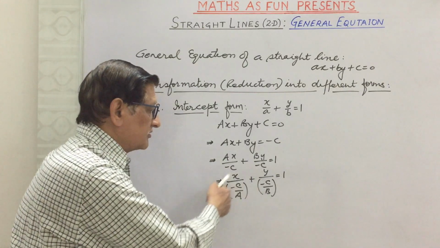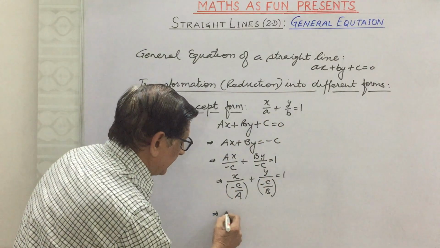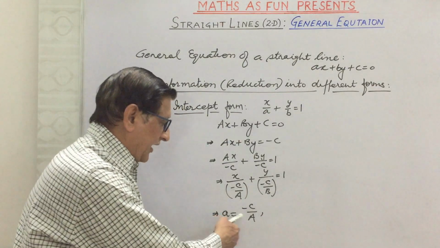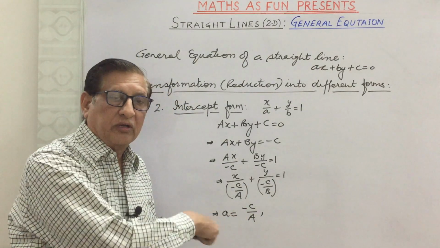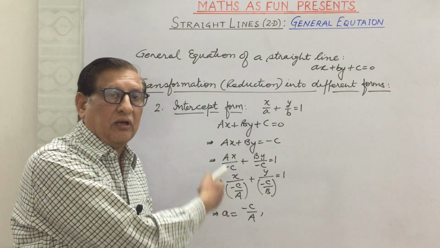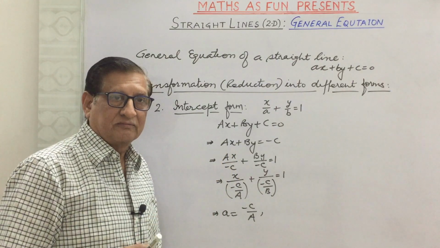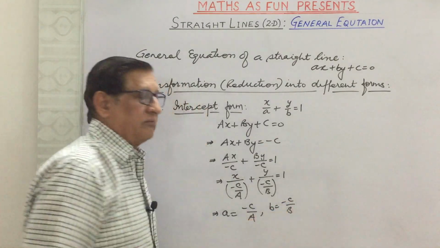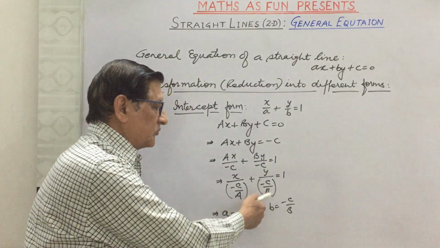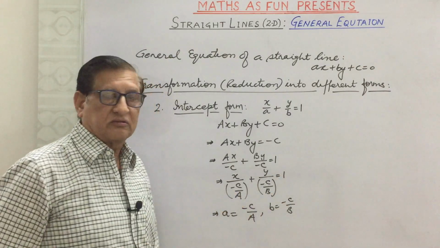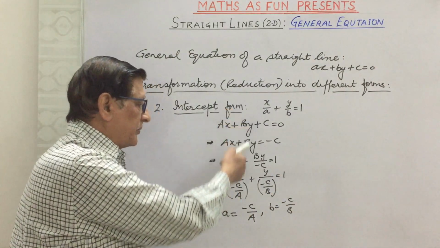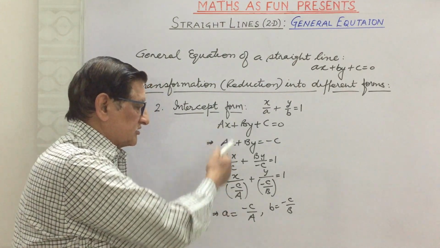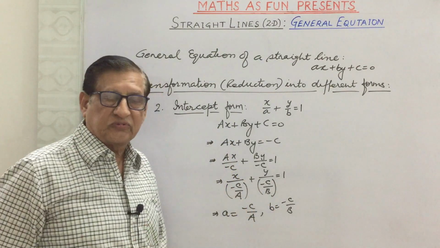It means if we compare this equation with this, we are finding here a is minus C upon A, that is the x-intercept or intercept of the line on the x-axis. B, that is minus C upon B, that is the intercept of the line on the y-axis. So like this we can compare the given general equation in intercept form and find the intercepts.